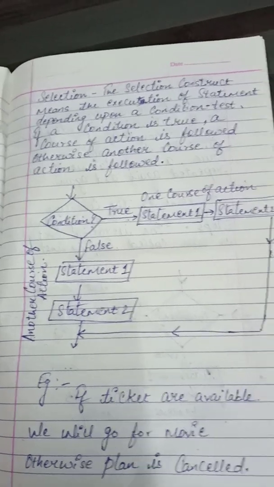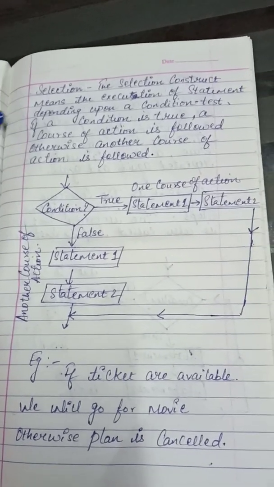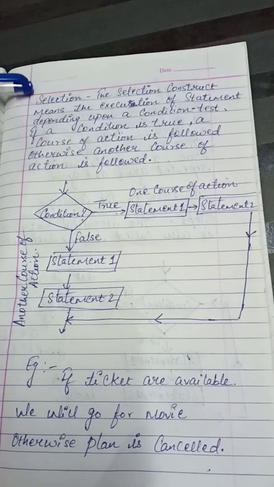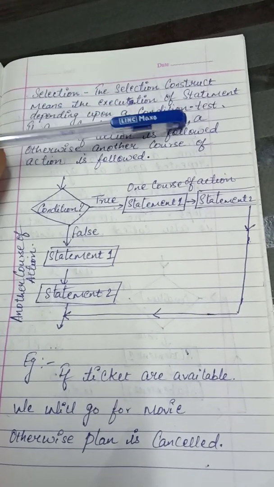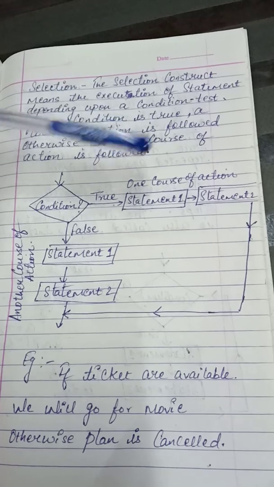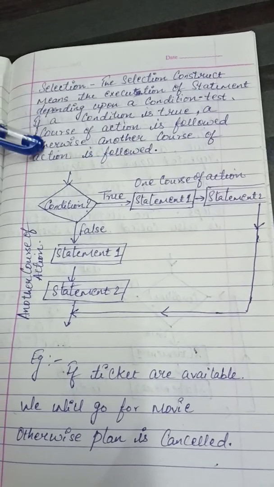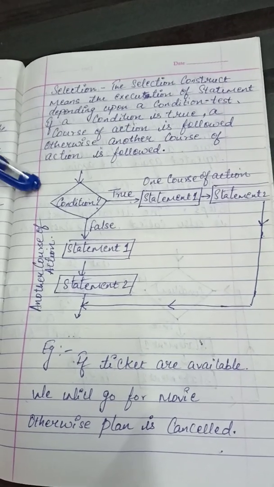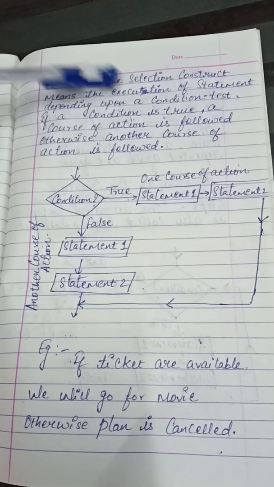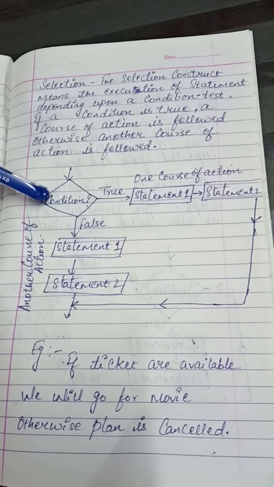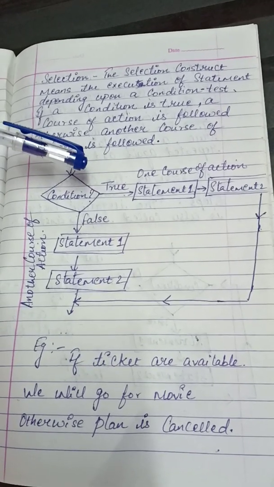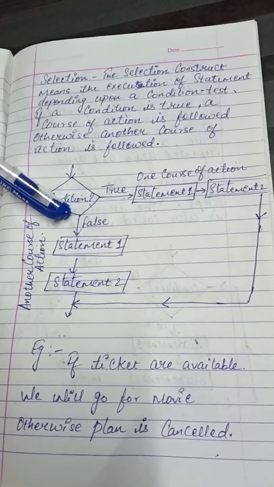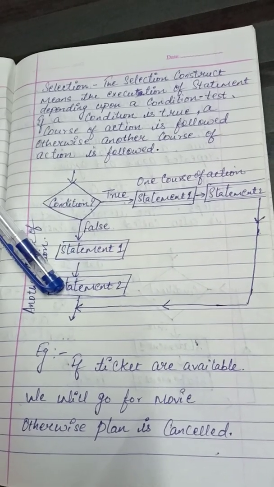Now next is selection. The selection construct means the execution of statements depending upon a condition test. So the selection statement works on a condition. If the condition is true, a course of action is followed, otherwise another course of action is followed. You can see this diagram: if your condition is true, the statement is going to this side, and if your condition is false, this course of action has been taken.